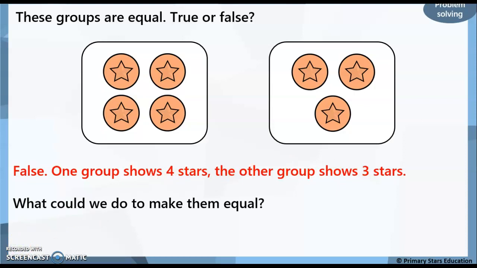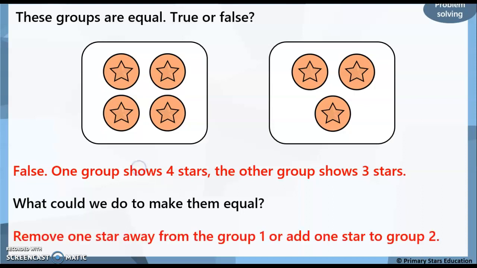What could we do to make these equal? Have a think. What could we do? Pause the video. Well, we could remove 1 star away from group 1, so take one of these away, so then they both have 3, or add 1 star to group 2, so you just add 1 here, so then both groups would have 4 in.